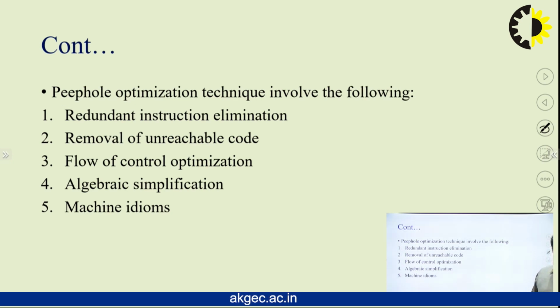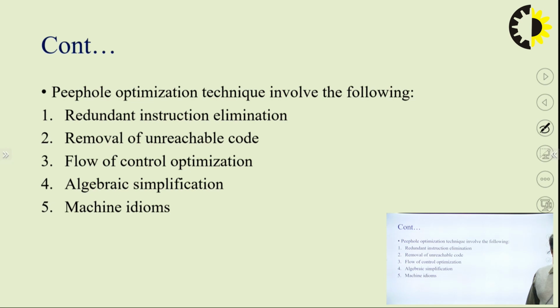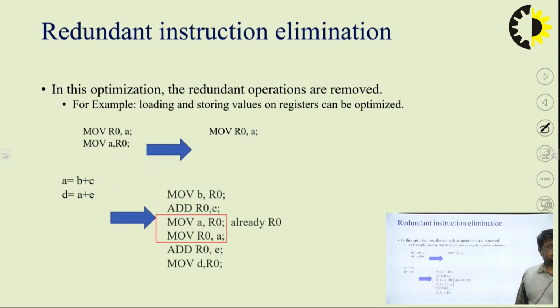Basically, these are the techniques involved in peephole optimization. First is redundant instruction elimination. Second is removal of unreachable code. Third is flow of control optimization. Fourth is algebraic simplification, and fifth is machine idioms. In redundant instruction elimination, you have to remove the redundant operations from the target code, that is, remove the instructions that contain redundant information.